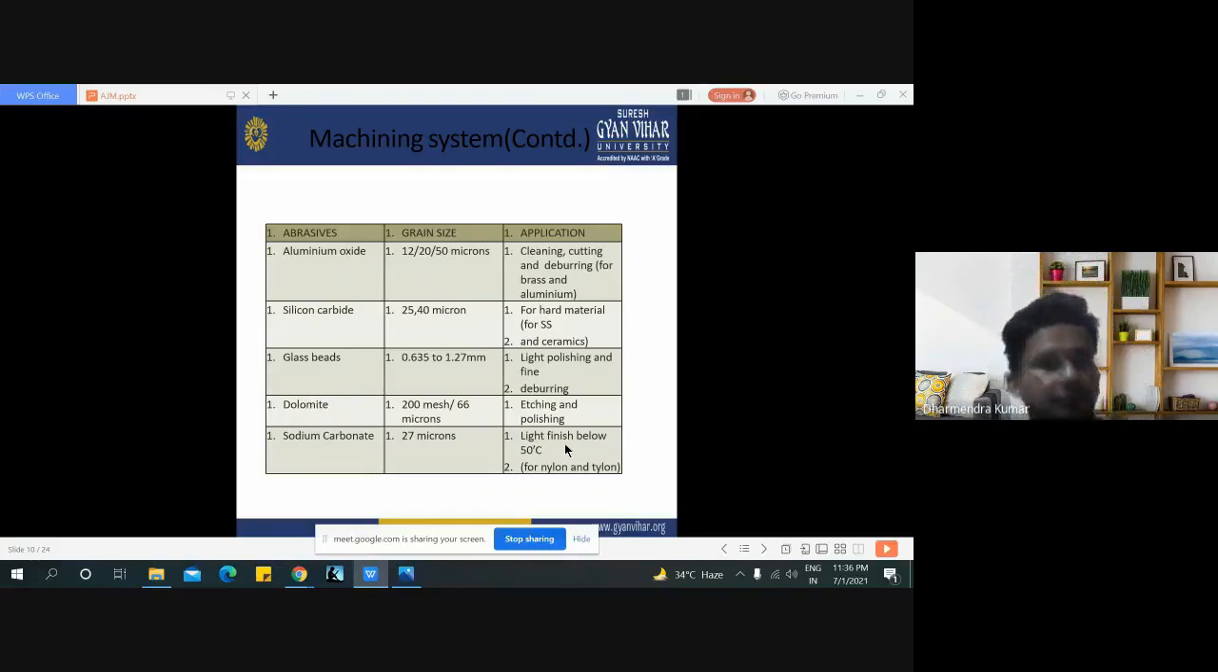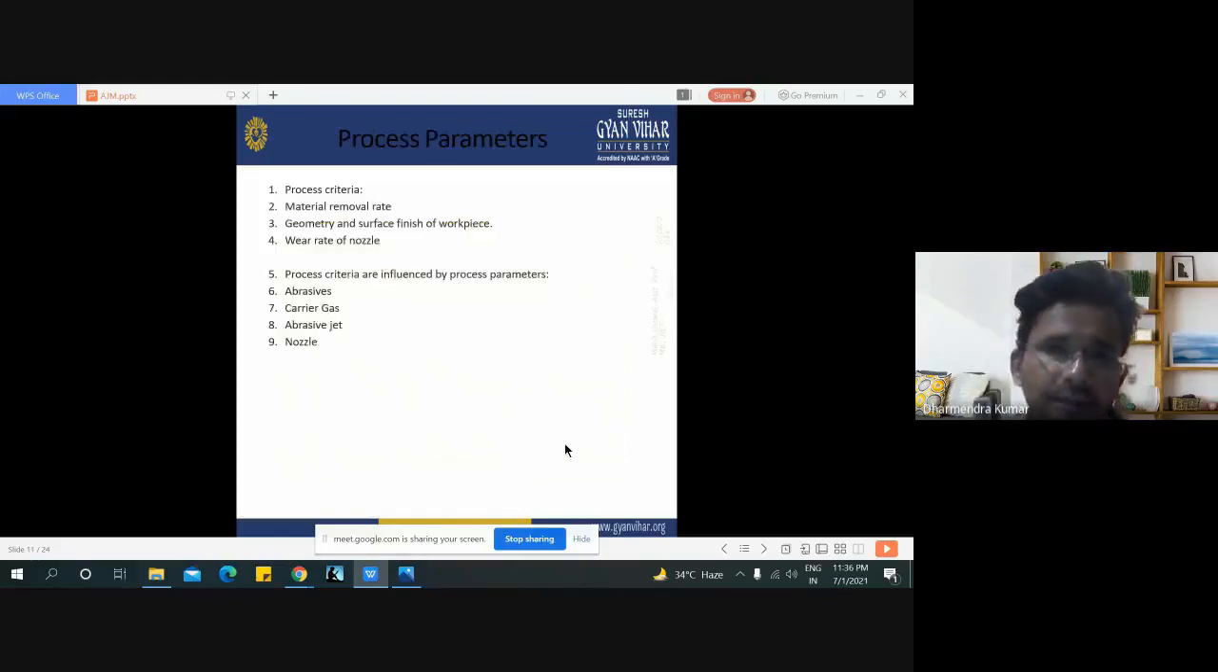This is the various application of abrasive particles with their grain size. In these particular applications, we use these types of abrasive particles with air, apart from pure oxygen. Here are some process parameters, like process criteria of material removal rate, what is the geometry, and which type of surface finish of workpiece we require, wear rate of the nozzles.